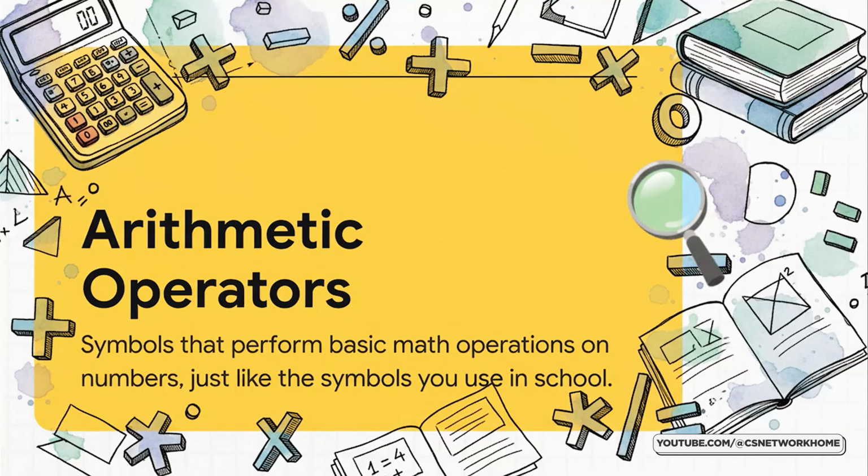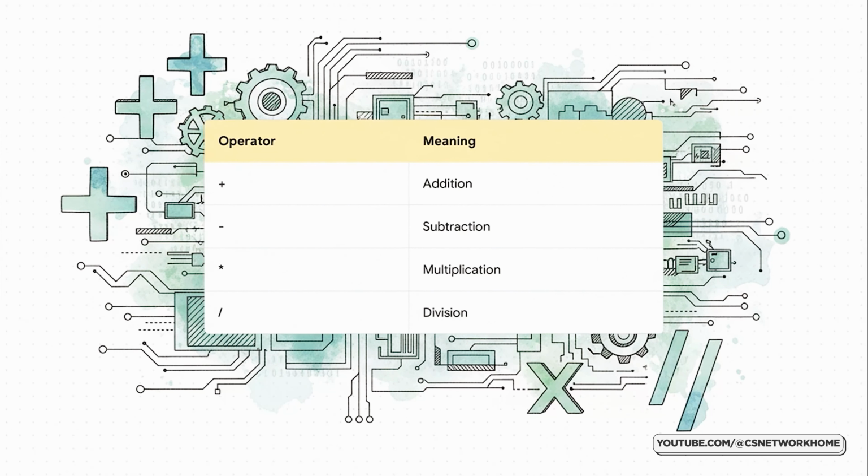The tools for this level are called arithmetic operators. And yeah, the name says it all. They handle arithmetic. The best way to think about them is just like the buttons on your calculator. Each one has one very specific job to do. And here they are. You'll probably recognize most of these from math class.